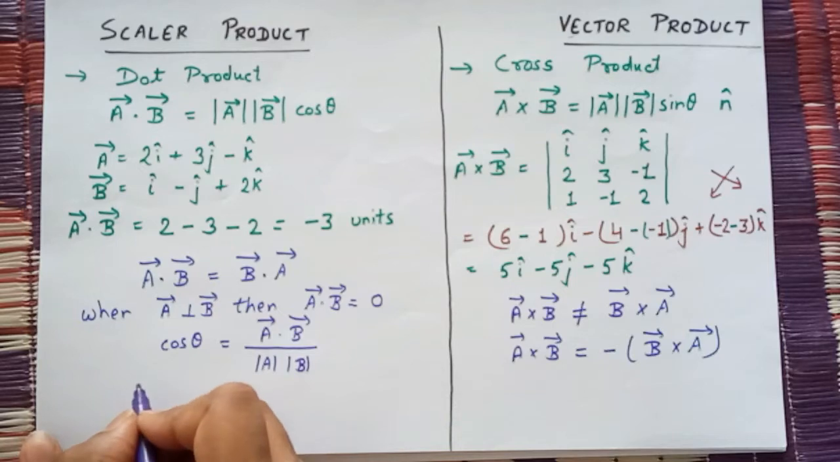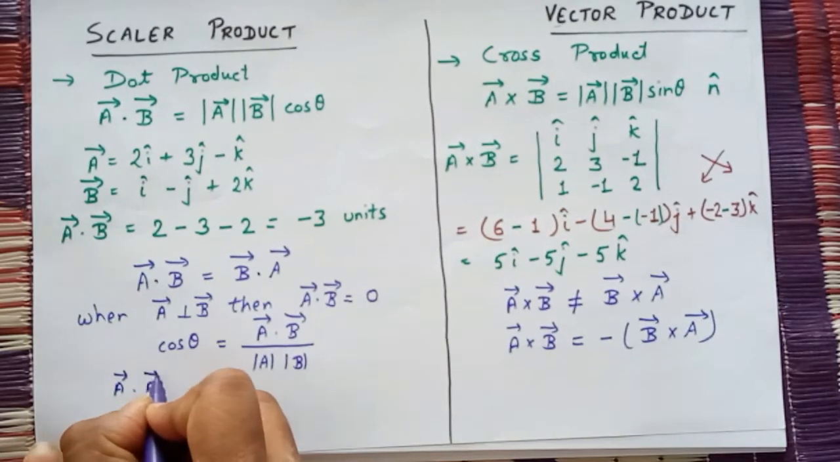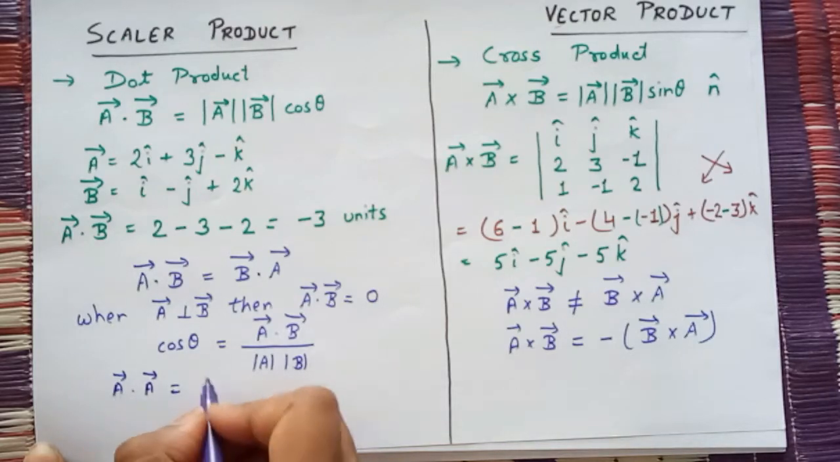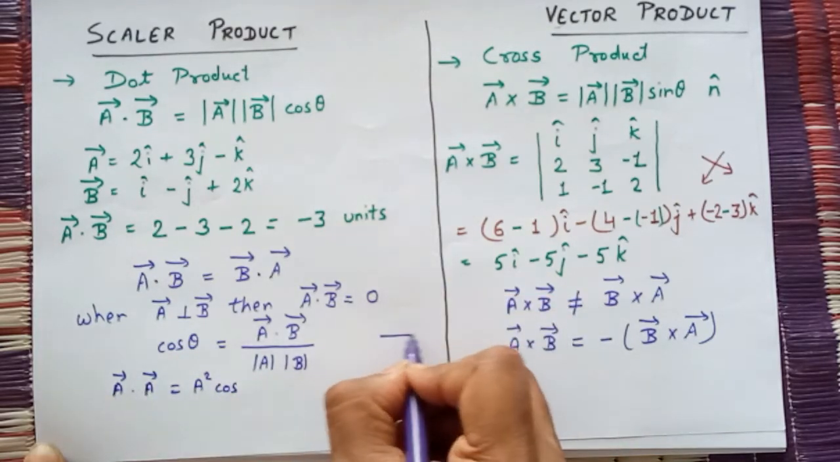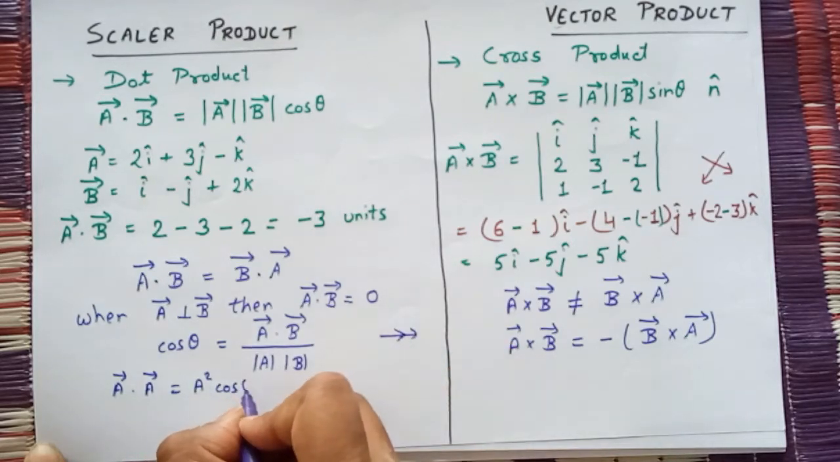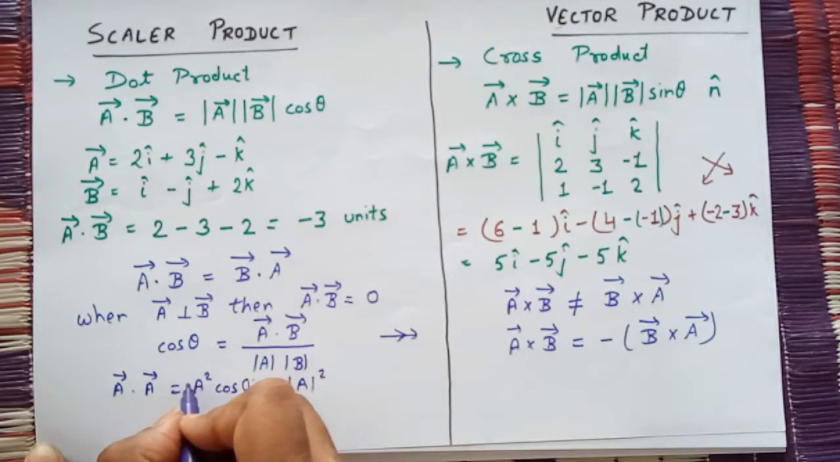Similarly, if I want to find A vector dot A vector, then it is A into A, that is A square, and cos of the angle. What is the angle between two same vectors? If the first vector is going in this direction and the second vector is also going in this direction, then the angle will be 0 degree. So it will be equal to mod of A squared.